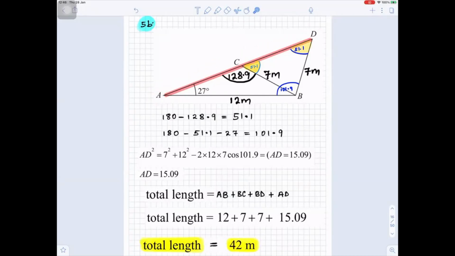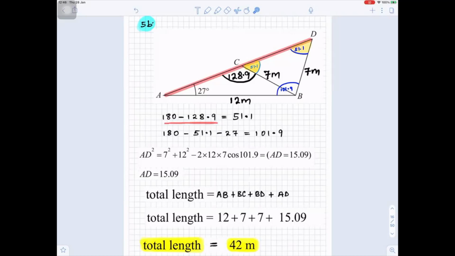So we use the cosine rule. 7 squared plus 12 squared minus 2 times 7 times 12 times cos of 101.9 gives AD as 15.09. And how did we get 101.9?